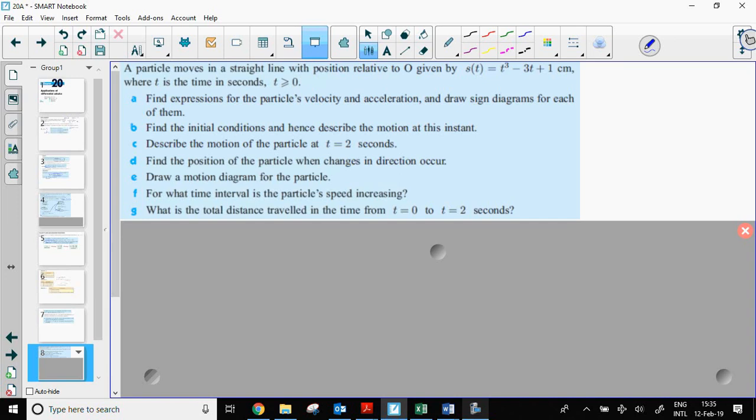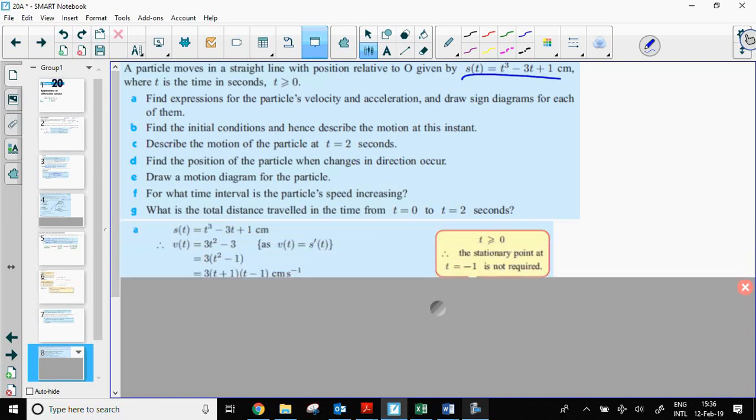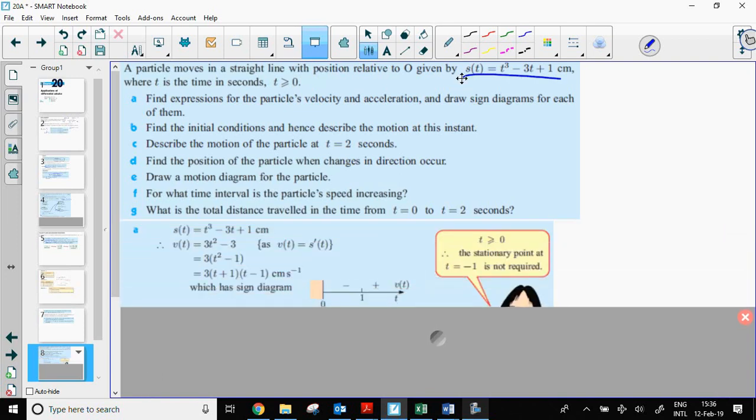Part A, find expressions for the particle's velocity and acceleration and draw sign diagrams for each. That's easy enough. We have a function s of t up here, so we're just going to differentiate. So there's v of t, 3t squared minus 3. We factor it out completely. We get this easy sign diagram. We've got 1 and negative 1 are the two values of t we're interested in.